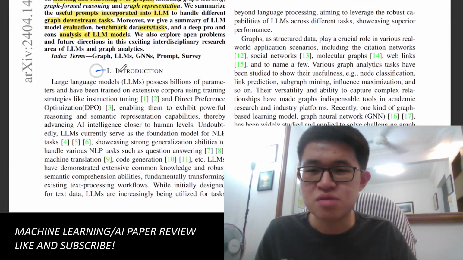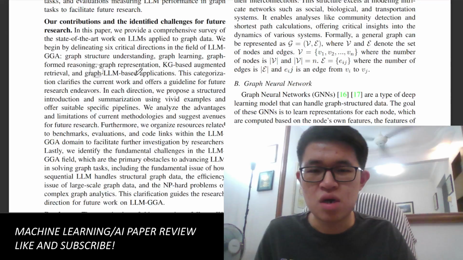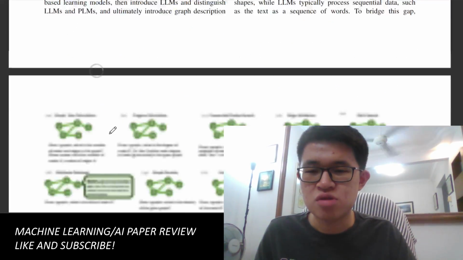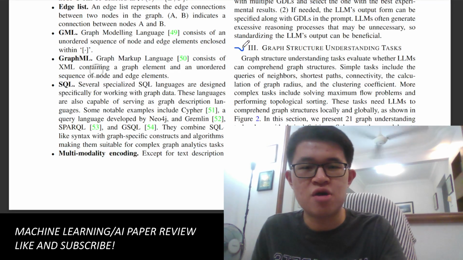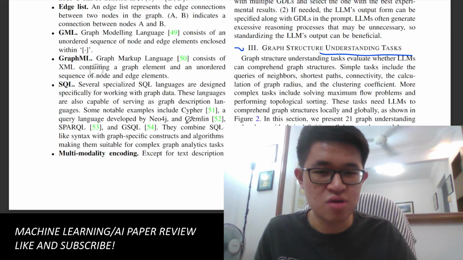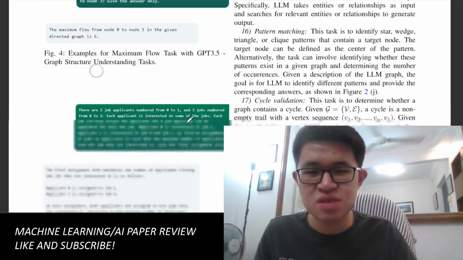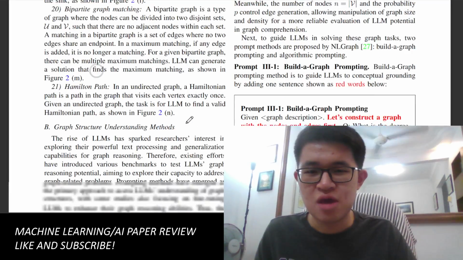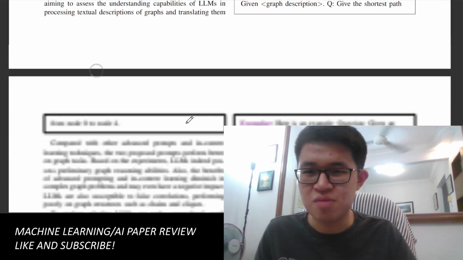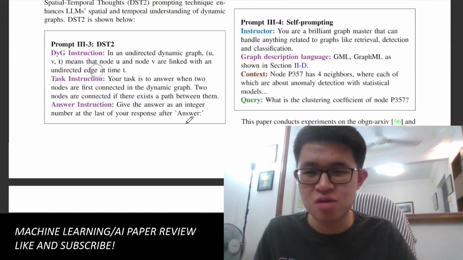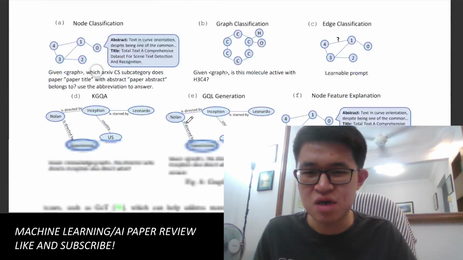Hold on. Okay, so that's section one, and where's section two? Section two is section two. And we have section 3, which directly talks about some of the graph structure understanding tasks. And there's a lot of pages in it. And like I say, there's no way we can go through everything because it's a long survey paper, as you can see. I don't think an hour is even enough.